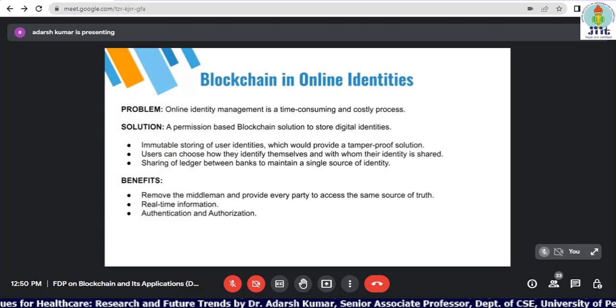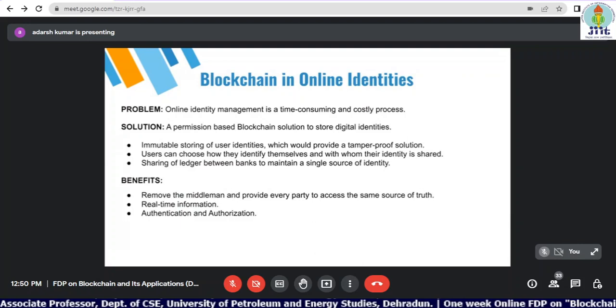So what are the possible solutions? A permission-based blockchain solution to source the digital identities. If you want to give permission to some hospital to get my identities and my activities from some blockchain network, all of that information could be fetched and given to the doctor at the right time. So he has to trust it.